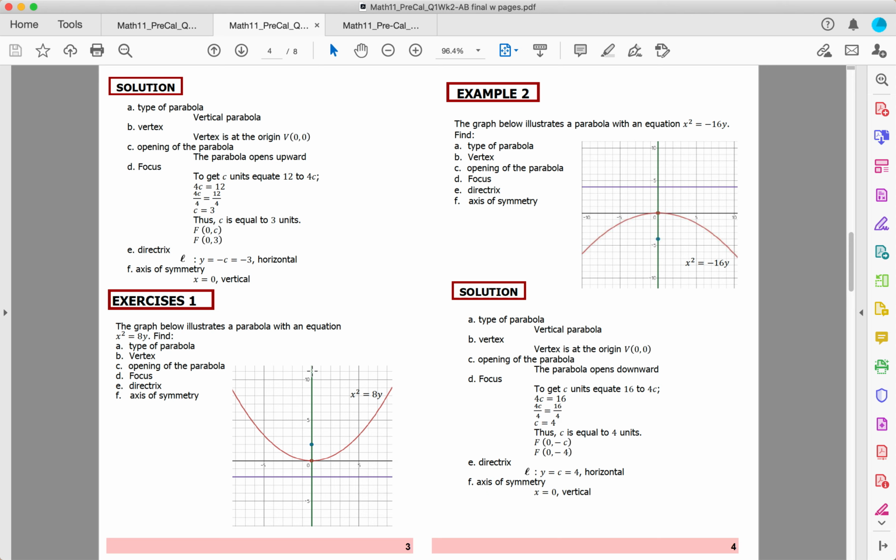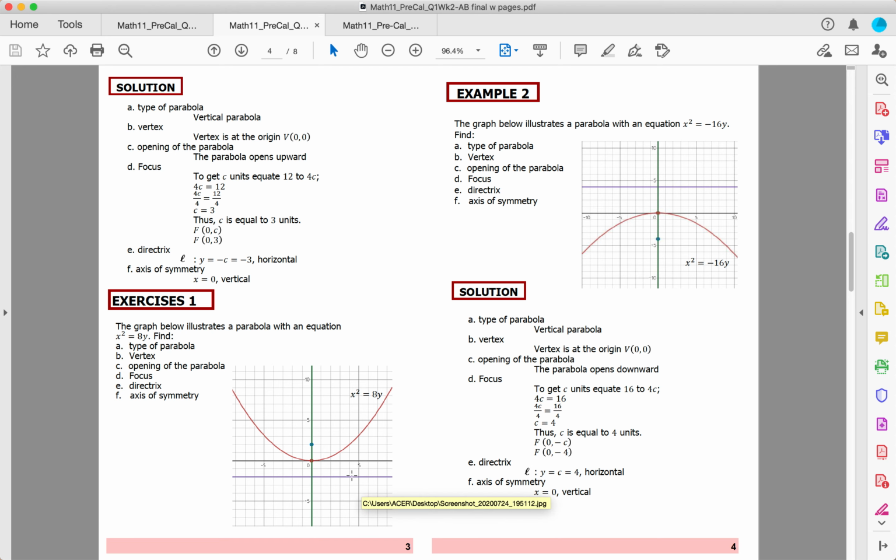Okay, so in this case, this line is our axis of symmetry, and it so happened that this line is also the y-axis. So therefore, the axis of symmetry is the y-axis, and the equation of the y-axis is x equals 0, because this line is crossing the x-axis at 0. Okay, I hope that's clear.